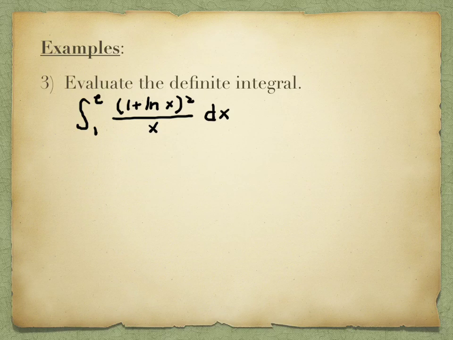All right, one more in this section. We're going to evaluate the definite integral. So we haven't done a definite integral yet, but we're going to do it now. And we've got 1 plus the natural log of x quantity squared over x and then dx. So what would you like to try?